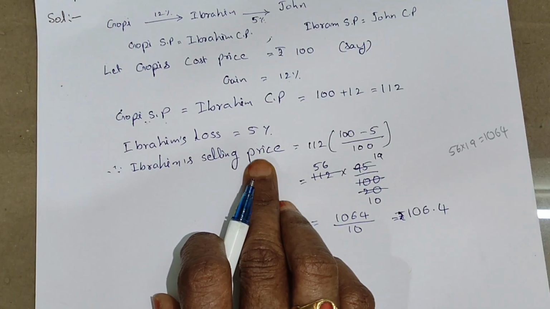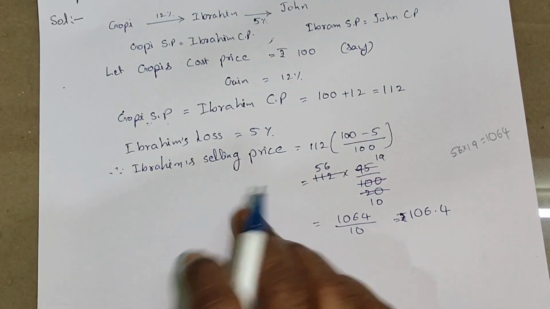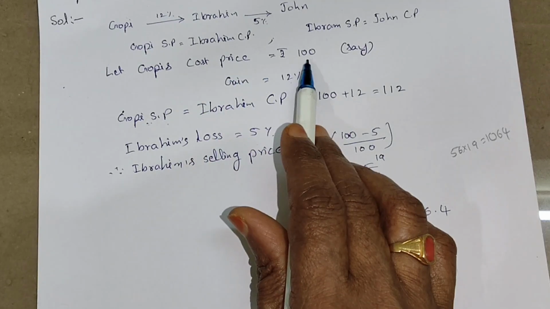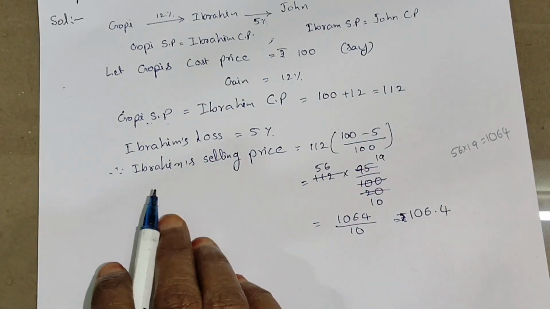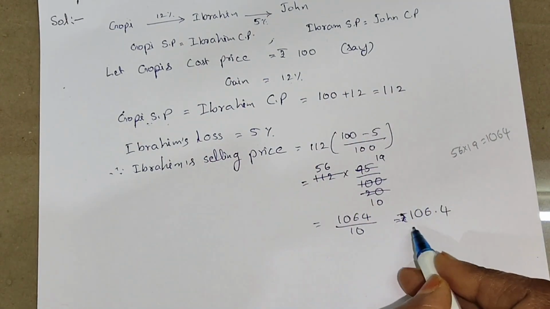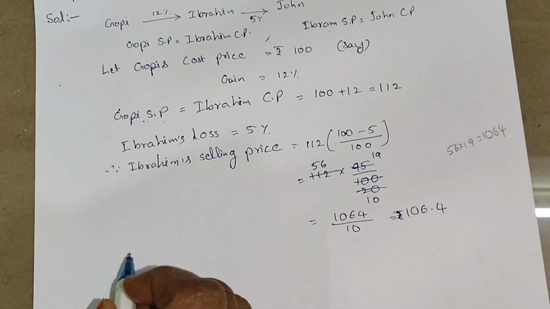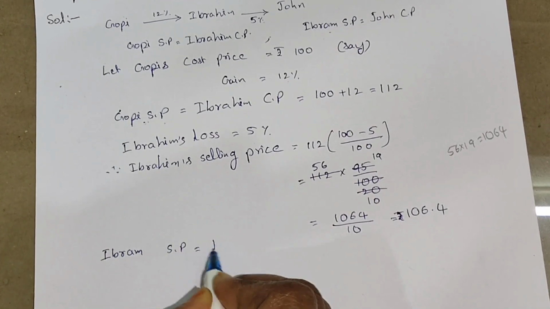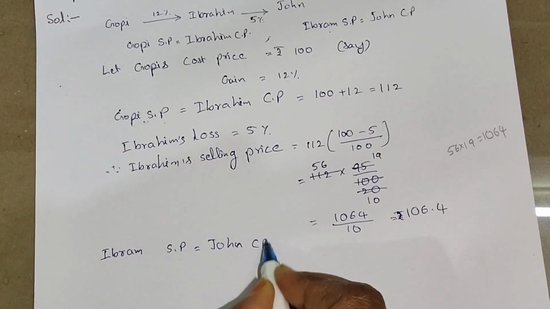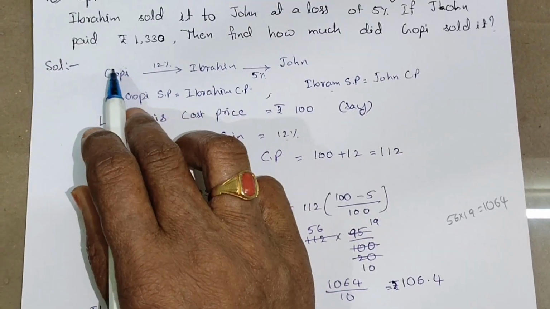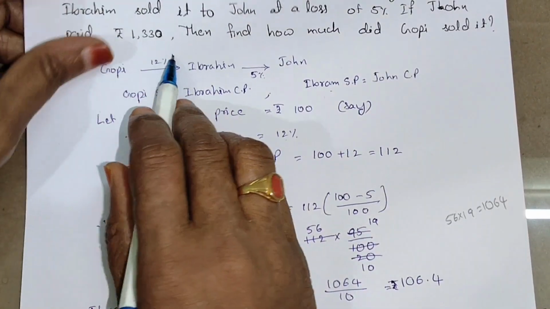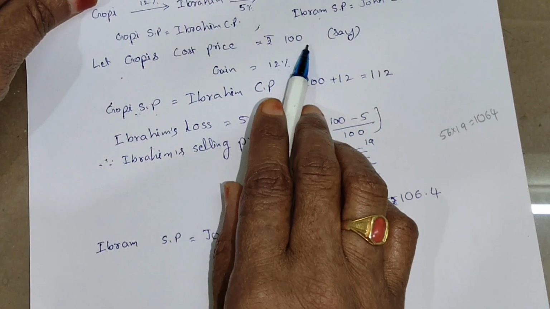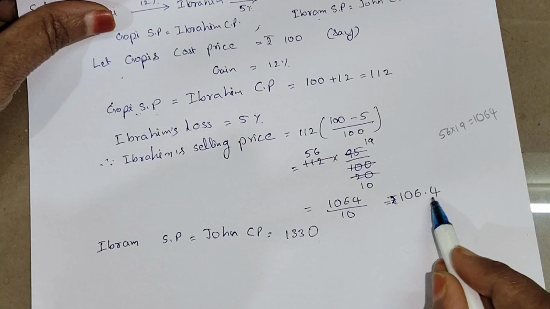Now here we take Gopi's cost price as 100. So for 100 rupees we get 106.4. Ibrahim's selling price is equal to John's cost price, which is 1330 rupees. So this one is equal to 1330. Here, for 100 rupees, we get 106.4.